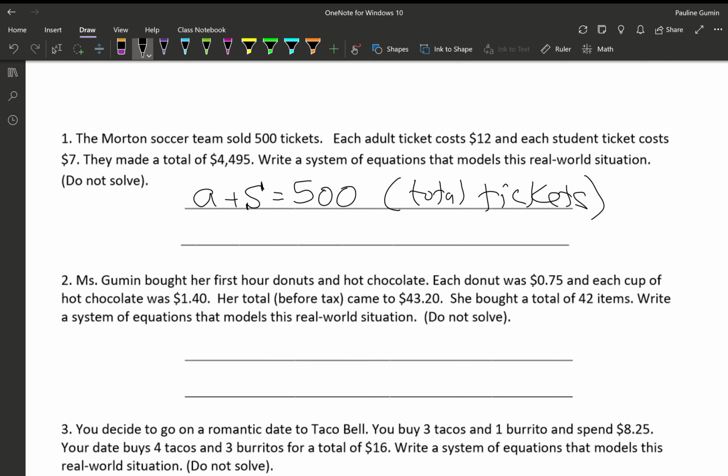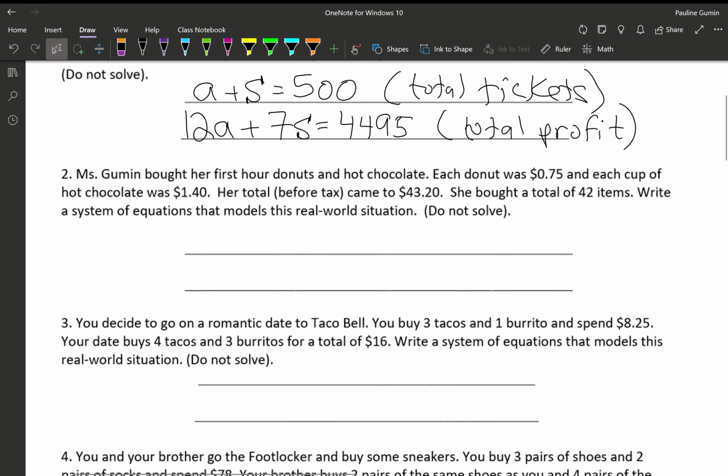Okay, we also have prices. $12 for an adult ticket and $7 for student ticket, for a total of $4,495. So that's total profit.